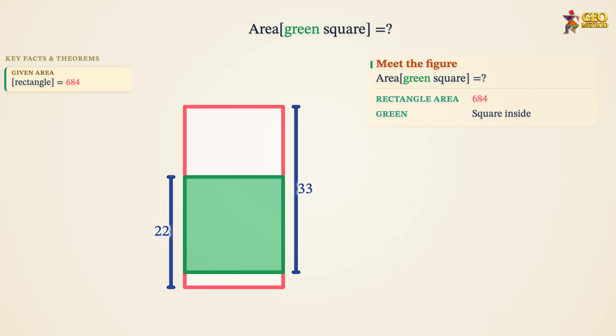Today we are solving another interesting geometry problem. Here is today's challenge. Can you find the area of the green square? Take a moment to study the figure. Then let us uncover the key geometric ideas that make the solution click.